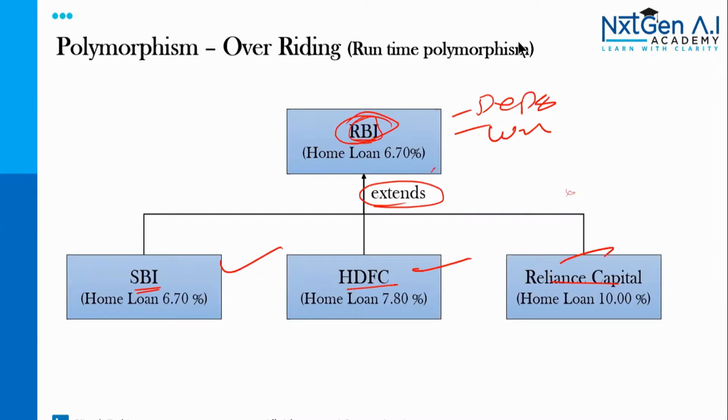Yes. Now, there is a situation where I want to execute, even though I am reusing your method, with my own implementation, because RBI says the rate of interest for a home loan is 6.70. Of course, both SBI and RBI will be the same, but HDFC is saying I will give to my customers at 7.80. Reliance Capital will say I will give it at 10%. So here we are reusing the method of RBI using the inheritance concept, but when a situation like this comes, I want to have my own code implementation.